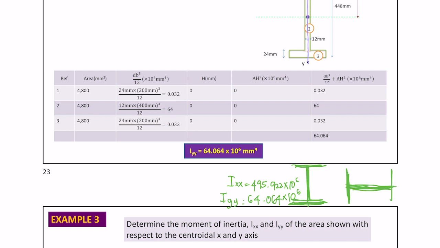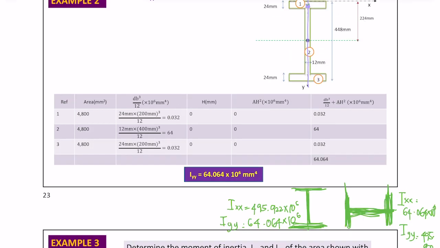So kalau dia terbaring macam ni, dia akan jadi terbalik, which is the IXX is the same value as the IYY kalau dia vertical, which is 64.064. And the IYY will be 495.922. That's particularly the reason kalau you letak macam ni, because we know that bila beam atau girder, the main axis yang kita akan pakai adalah x-axis, kita tak pakai y-y. Sebab dia adalah horizontal member. That's why we only take into consideration the IXX.